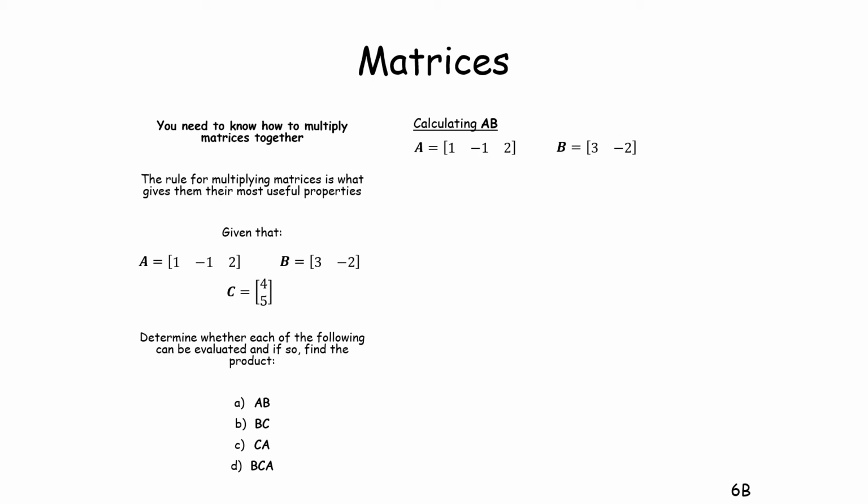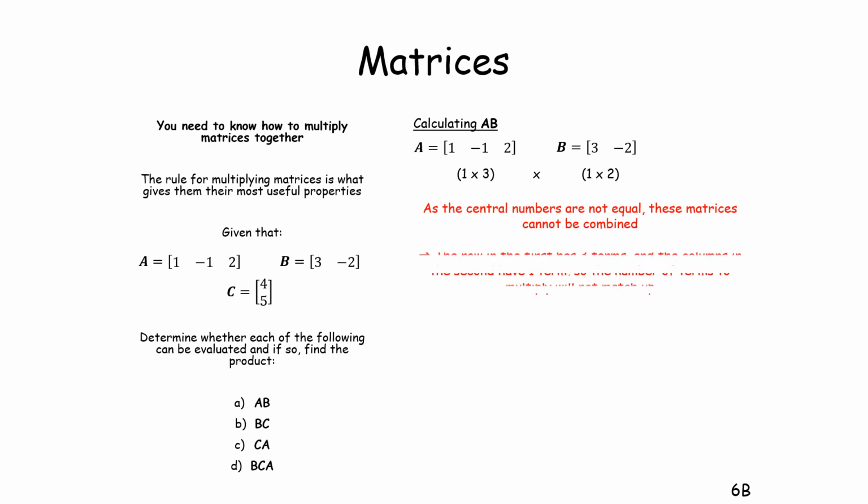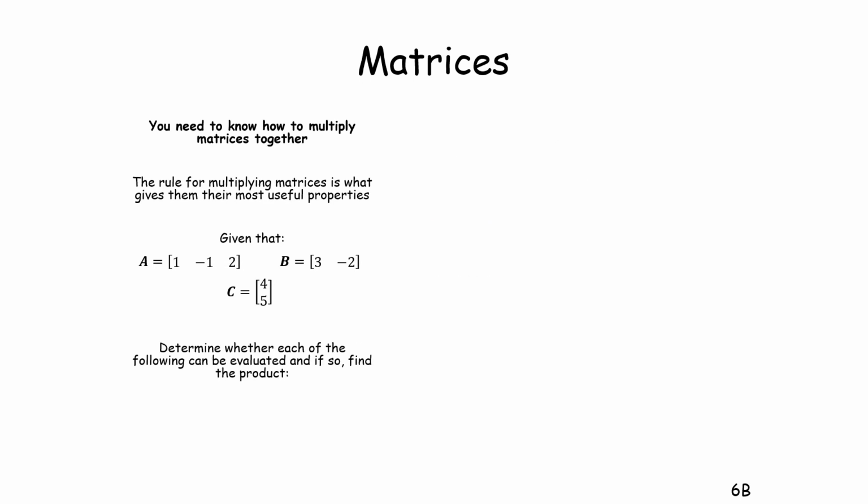Alright, so let's look at A and B. So 1 by 3 and 1 by 2. Clearly the row and the column are not equal, so you can't do AB. Let's look at B and C. So it's 1 by 2 and 2 by 1. Here, you see the row and the column match, it works. So you could multiply this one.